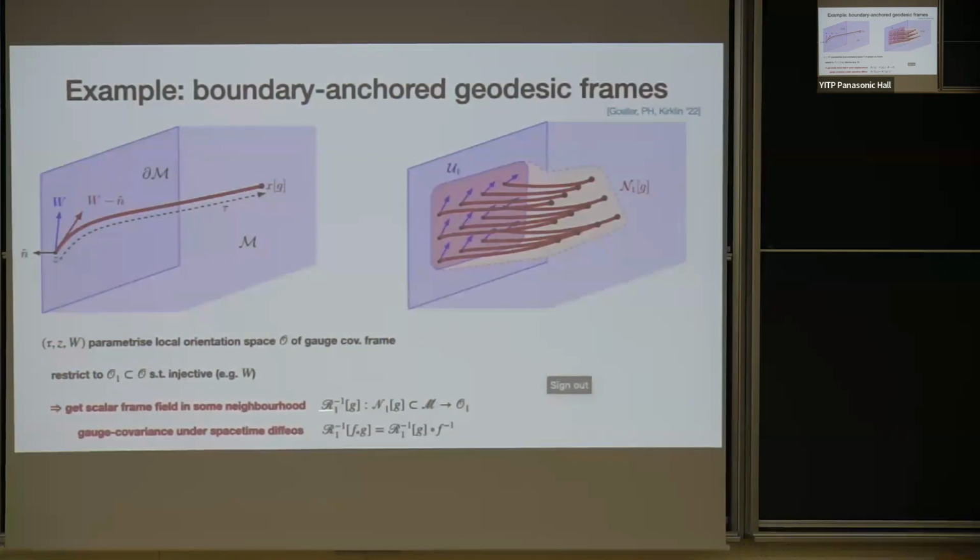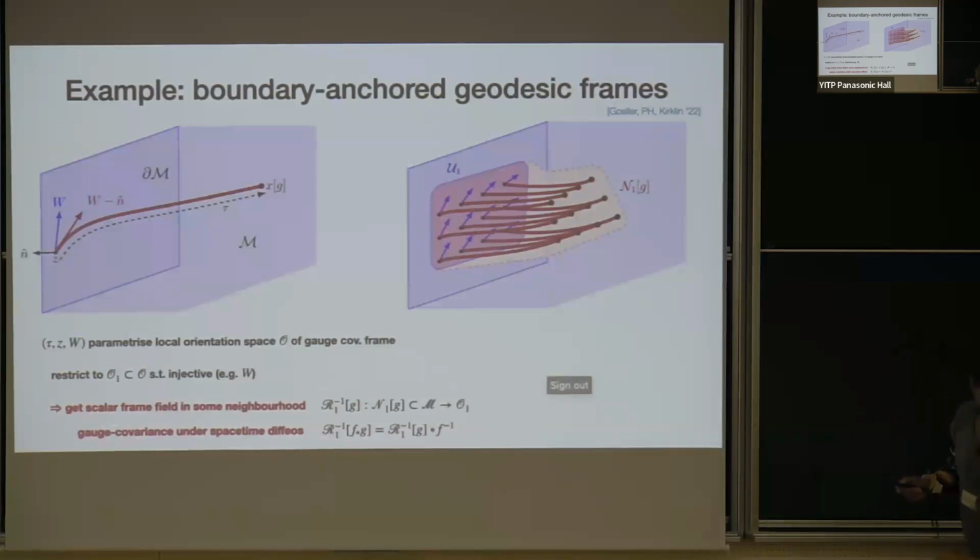And you can show that this leads to exactly such dynamical reference frame fields, at least for neighborhoods of bulk space-time points that satisfy these properties that I showed before. In particular, they're gauge covariant under bulk space-time diffeomorphisms in this way here, satisfying those relations that I showed before. And then you can use these frame fields to really address observables and construct relational observables.